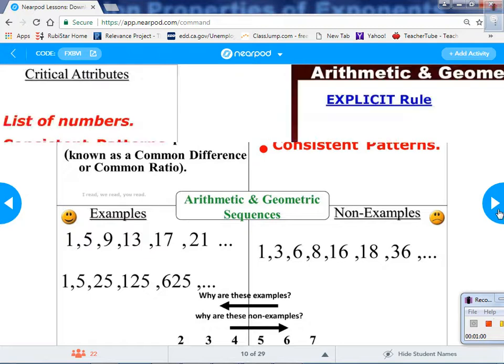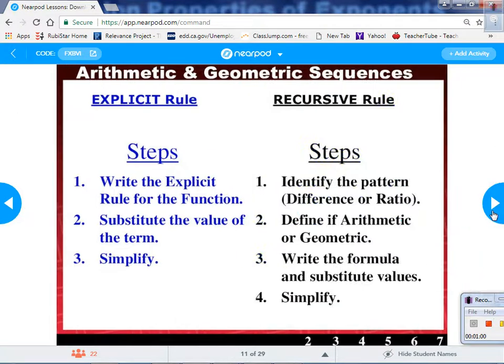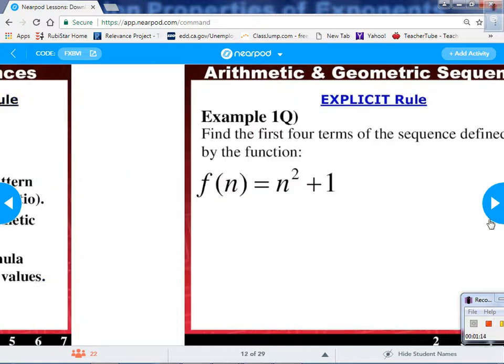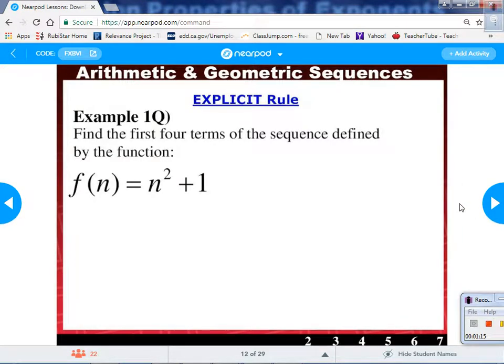All right. And there were 2 sets of steps. One set of steps for explicit rule and another set of steps for recursive rule. Now I'm going to do a recap really quick on explicit so I can show you the process. Here it goes. So writing utensils down, look up to the screen.